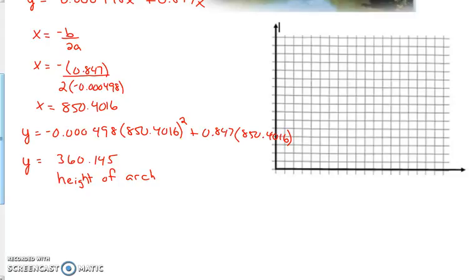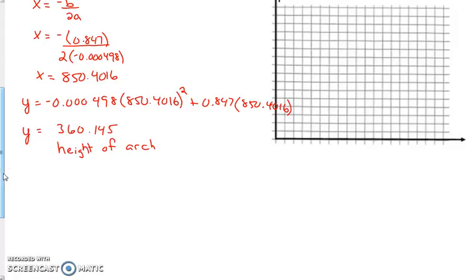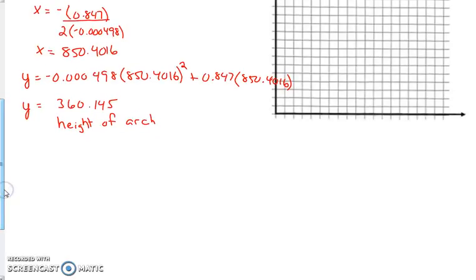Okay, now the question says, how high above the river is the arch? So what I want to know is, what is the total distance from the river itself to the very top of the arch? Well, I already know now that this y value here, the height of the arch itself, is about 360 feet, but I also know that from the river to the bottom of the arch is 516 feet. So all I need to do to find the total height, or the height above the river, is to add those two numbers together.